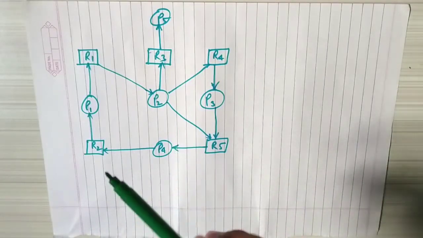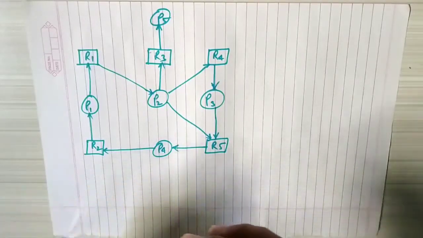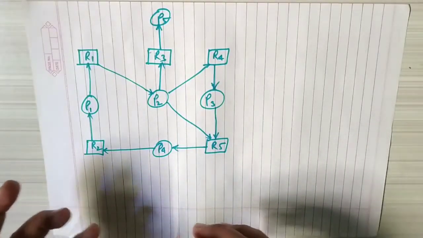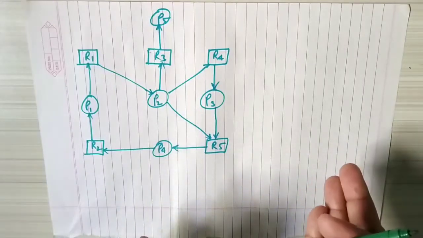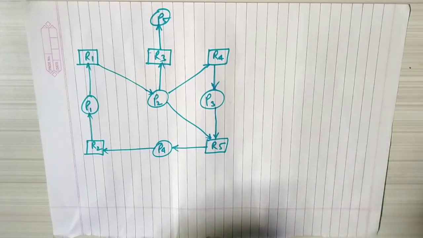From the resource allocation graph we have to create the wait-for graph. We have to convert this graph into a wait-for graph. Why are we converting this into a wait-for graph? Because from the wait-for graph we will come to know whether there is any cycle or not. If we find any cycle, then it means that there is a deadlock.